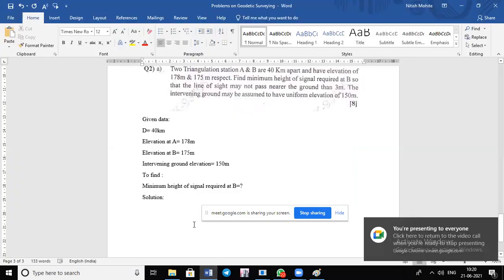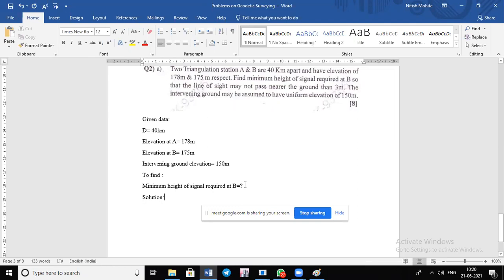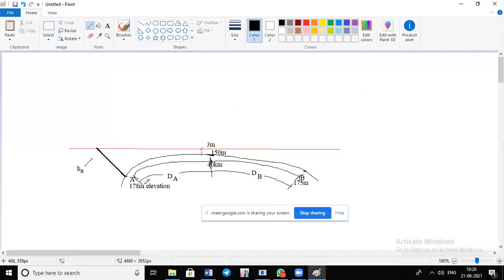So they are asking to find out the minimum height of signal at B. This sketch I will just take it from here.